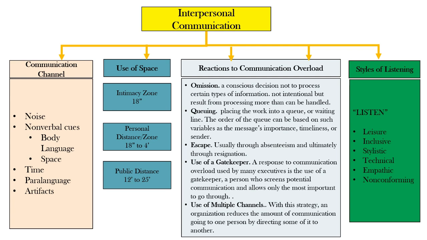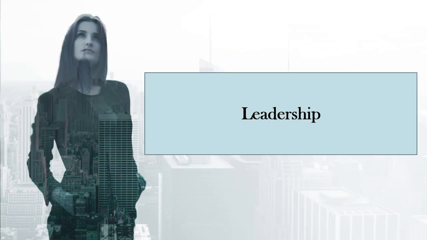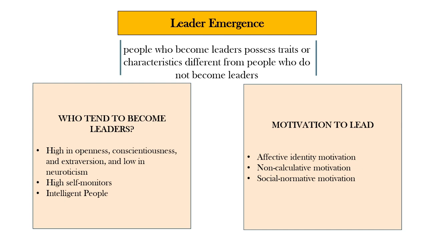Okay, we also have leadership. Now, we have certain theories in leadership. Number one is leader emergence. It says that people who become leaders possess traits or characteristics different from people who do not become leaders. This is proven by research. Who tends to become leaders?